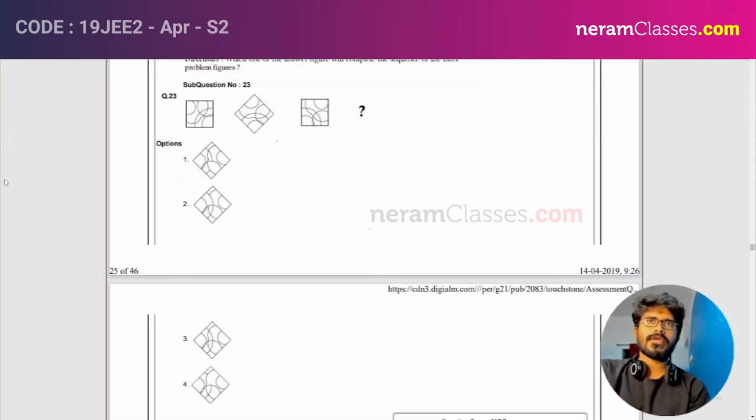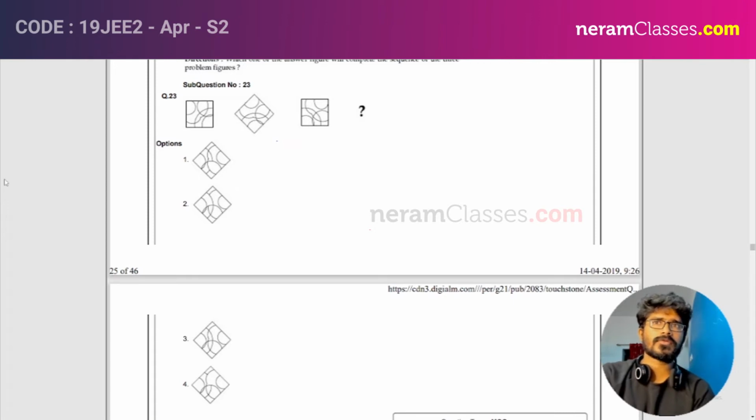Question number 23 is we need to find out which of the following four figures will complete this sequence. Here this particular composition is rotating in 45 degrees. So have a clear look at the given options, that is every curve is fully drawn, no stopping in between.